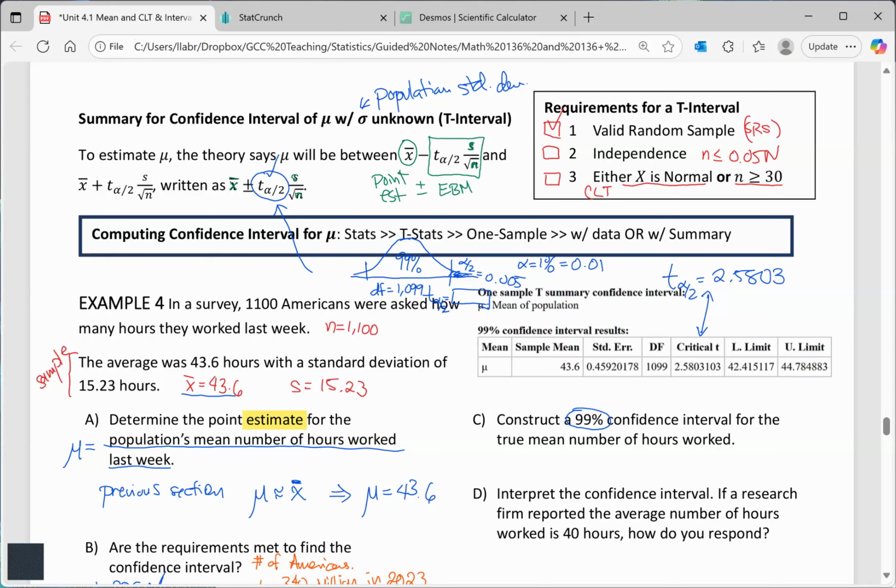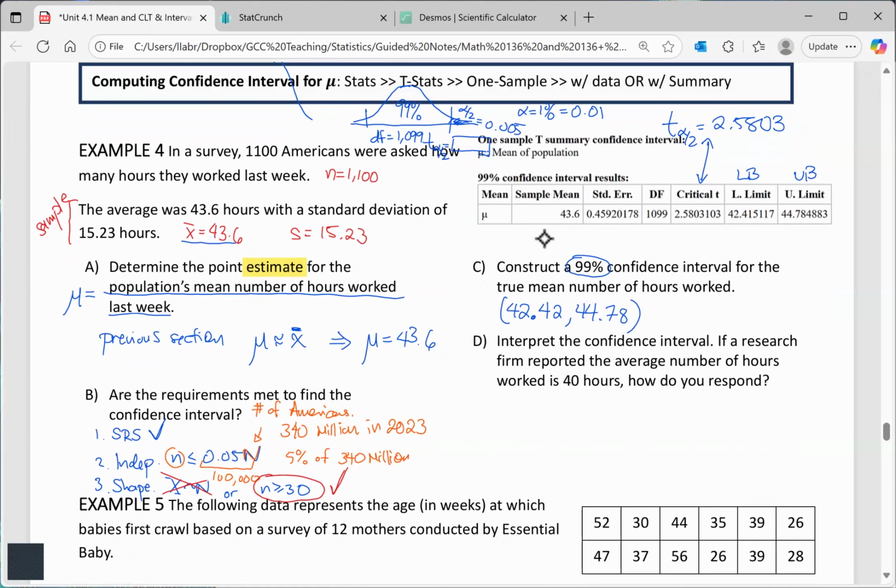So my answer here is going to be the lower bound and the upper bound. So my confidence interval is, sorry, that should be 42.42 hours and 44.78 hours. So my interpretation here is going to be that we are 99% confident. That's very important. That the true, and then go ahead and tell me what it is that you were making a claim on.